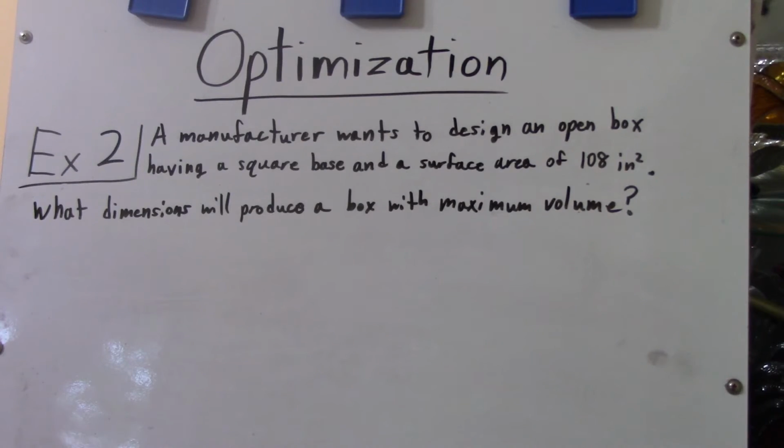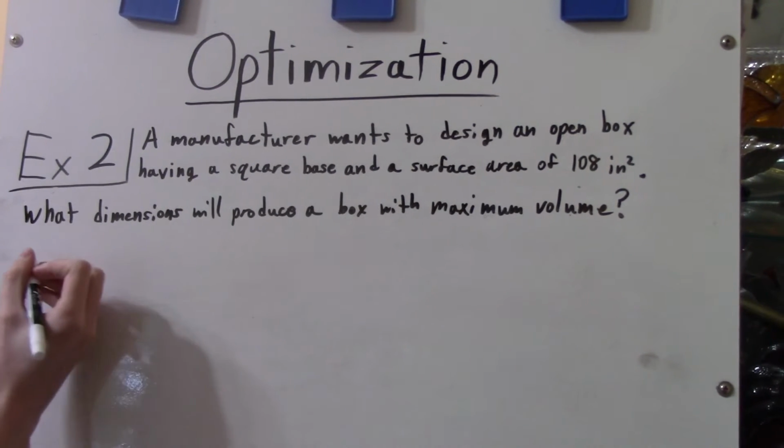A manufacturer wants to design an open box having a square base and a surface area of 108 inches squared. What dimensions will produce a box with maximum volume? Alright, I'm going to start by drawing a box.